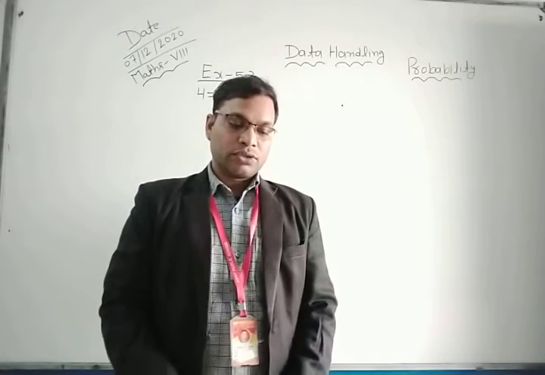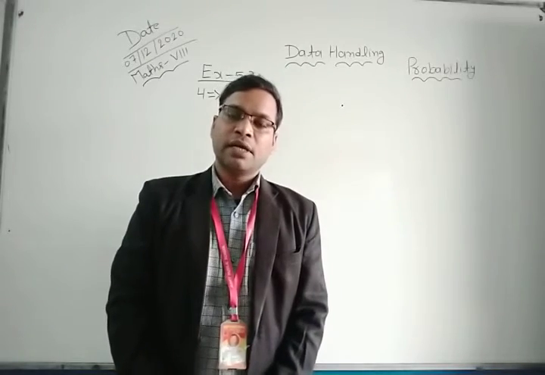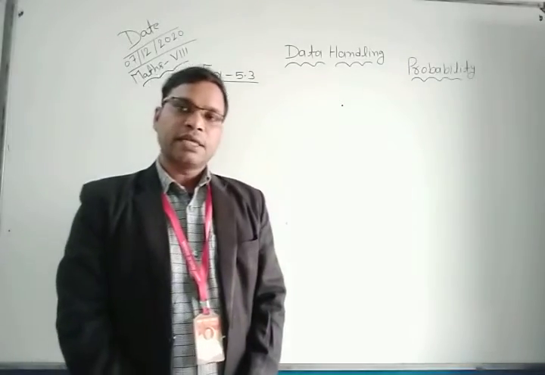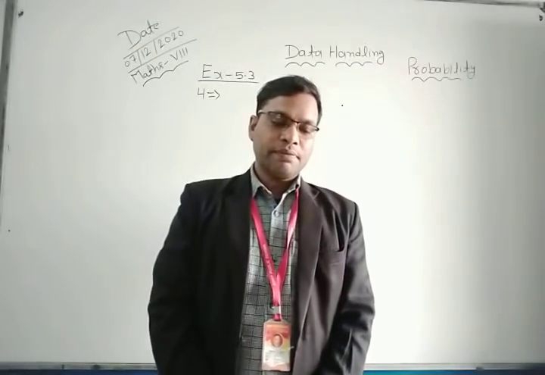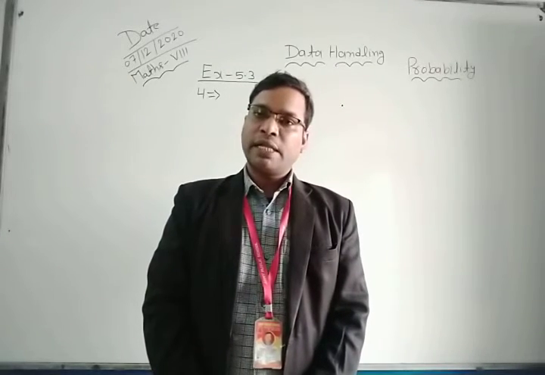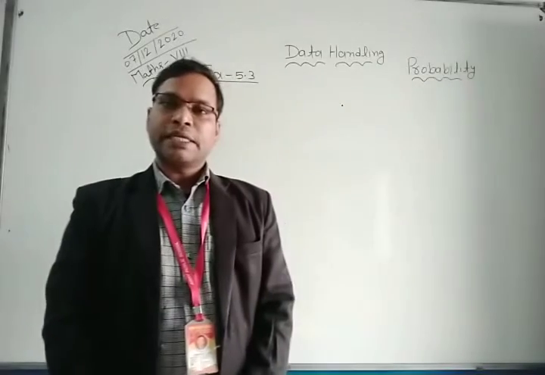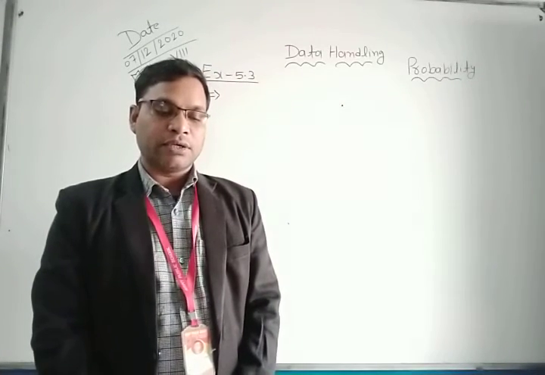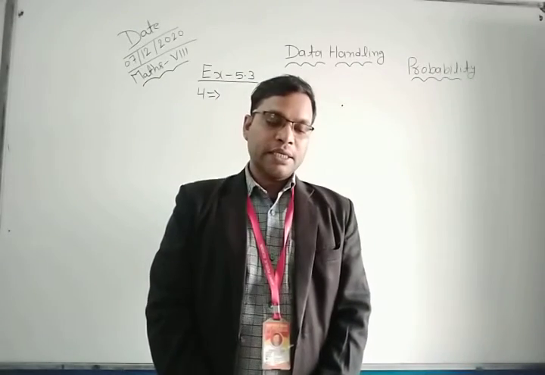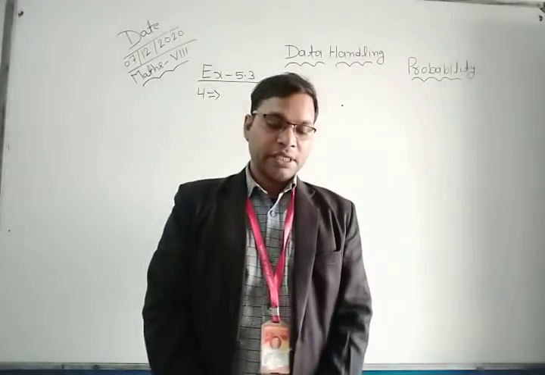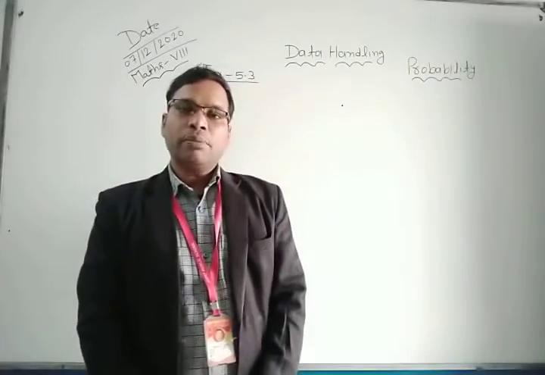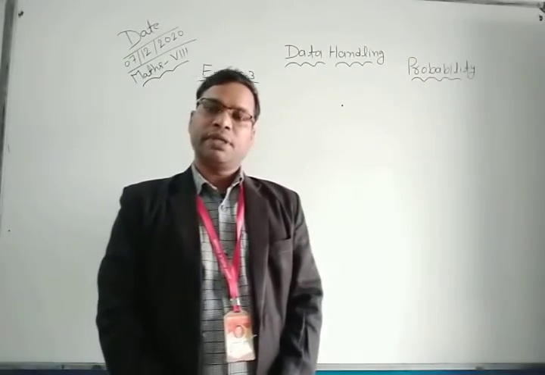Okay. So first, in this question, it is given that a bag has 3 kinds of balls: blue, green, and red. The number of red balls is 7, the number of blue balls is 5, and the number of green balls is 3. So the total number of balls in the bag is 7 plus 5 plus 3, which is equal to 15. So you can say all possible outcomes is 15.